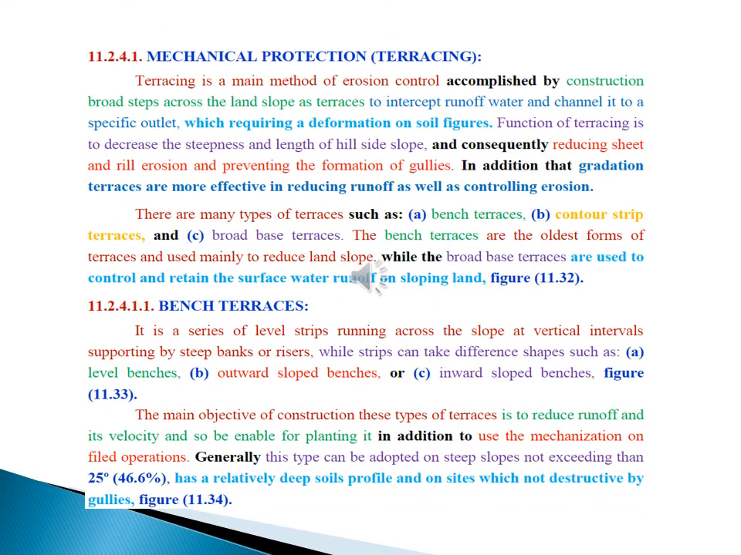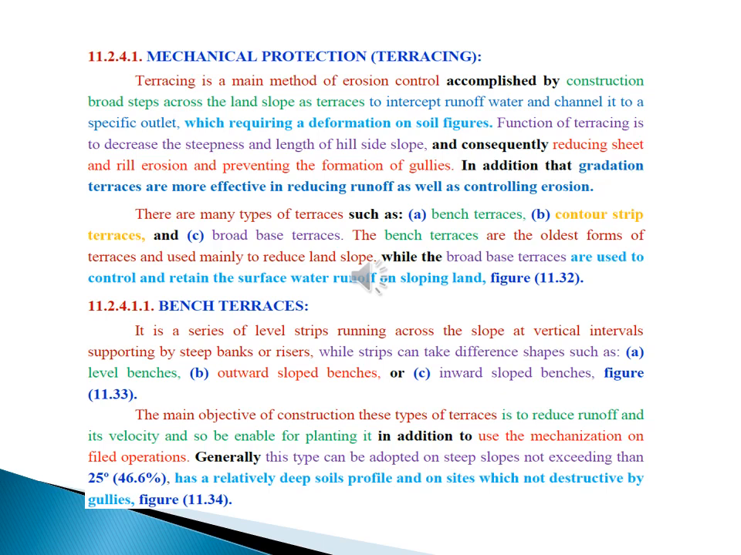Mechanical protection. Terracing. Terracing is the main method of erosion control, accompanied by construction of broad steps across the land slope as terraces to intercept runoff water and channel it to a specific outlet, which requires a deformation of soil figures, as shown in the enclosed figure.